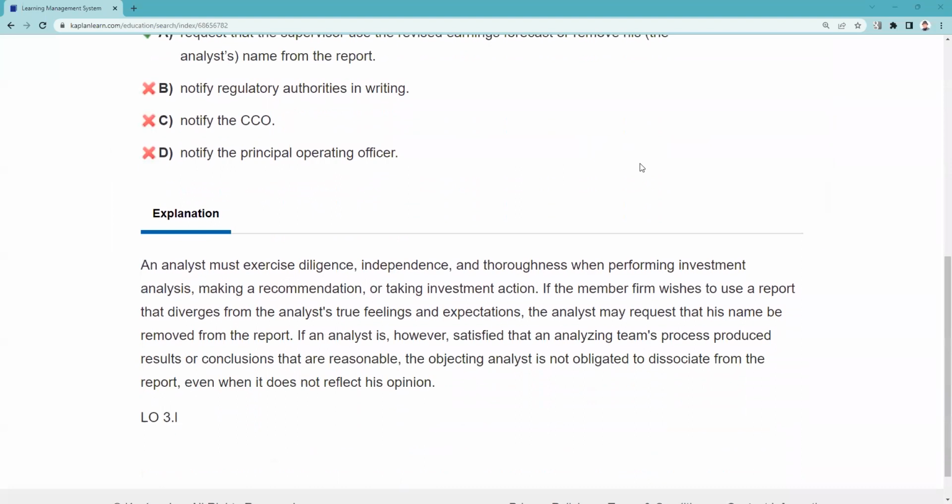Okay, so Bill's telling us here, an analyst must exercise diligence, independence, and thoroughness when performing investment analysis, making a recommendation, or taking investment action. If the member firm wishes to use a report that diverges from the analyst's true feelings and expectations, the analyst may request that his name be removed from the report. That's the test point. If an analyst is, however, satisfied that the team's process produced results or conclusions that are reasonable, I'm not obligated to disassociate myself from the report, even if it does not reflect my opinion. So I can stay on the team, so to speak, if I'd like.